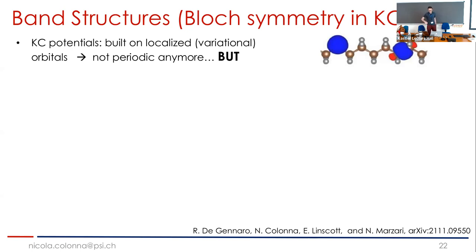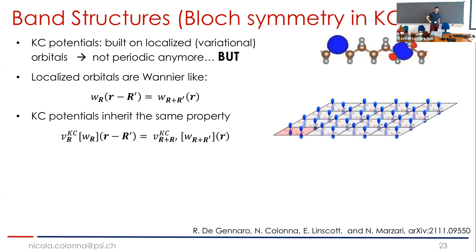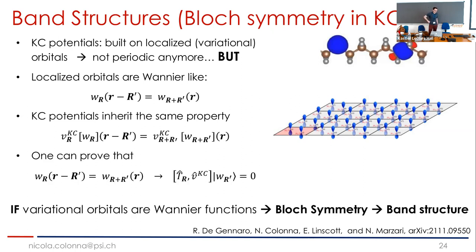And this is the work done by Riccardo De Gennaro at EPFL. The key observation is that the variational orbitals, the ones that come out of the minimization, are actually Wannier-like. By Wannier-like, I mean they satisfy some sort of translational property, that is, you can reconstruct all the variational orbitals simply by taking the one in your home cell and translating it by a vector of the primitive cell. And this is the only thing you have to notice. If you use this, then you can prove that the Koopmans potential actually commutes with all the translation operators of the primitive cell. And this means we are Bloch compliant. And this means that we have an underlying band structure, even if we are working in a supercell.